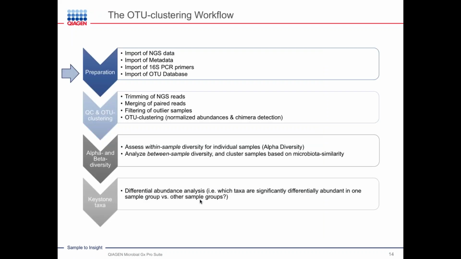Here is an outline of the different steps that we walk through during the presentation. First, we prepare the analysis. Preparation includes the import of NGS data and the import of metadata. We'll import the 16S sequencing primer, and I'll show you how to obtain OTU taxonomy and OTU reference databases. We'll follow with data QC and OTU clustering, alpha and beta diversity analysis, and the analysis of potential keystone or indicator taxa through differential abundance analysis.